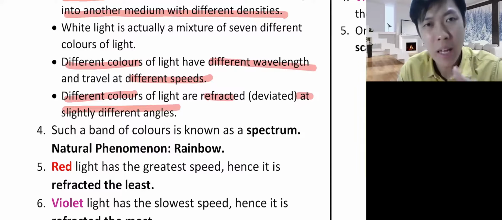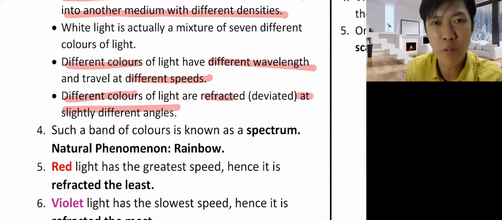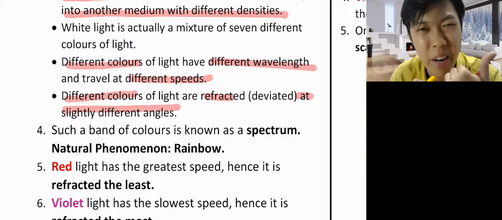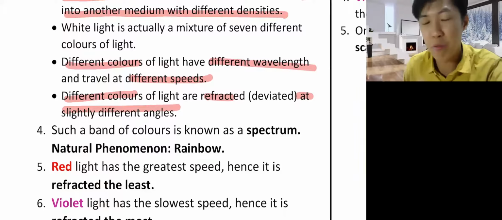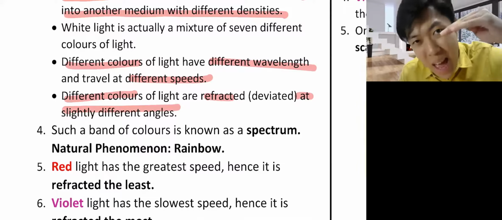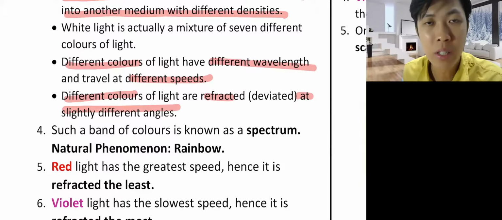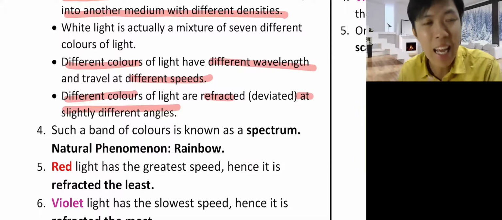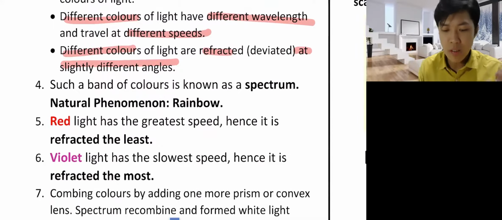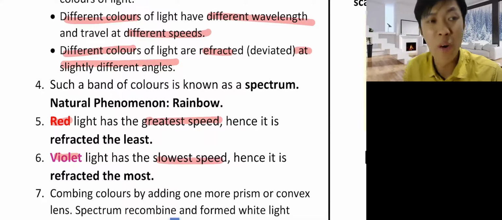Like running a 100 meters competition, we have the fastest all the way to the loser, right? Everyone has a different speed, therefore they end up with different timing. So imagine colors have different speeds, therefore they bend at different angles. Due to different speeds, they refract at different angles. So who is fastest? Red is fastest, violet slowest.